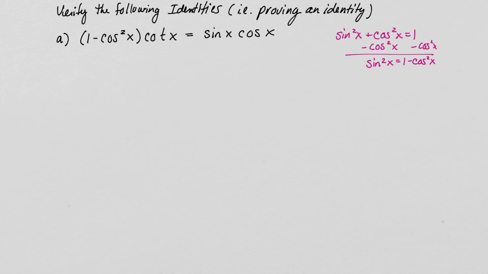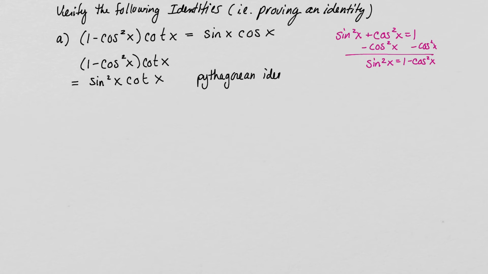So I'm going to start with the left-hand side, which we said was 1 minus cosine squared x times cotangent of x. And the first thing that I'm going to do is replace this 1 minus cosine squared x with sine squared x. So this is equal to sine squared x times cotangent x. And so all I did was use the Pythagorean identity. Questions about what I just did?